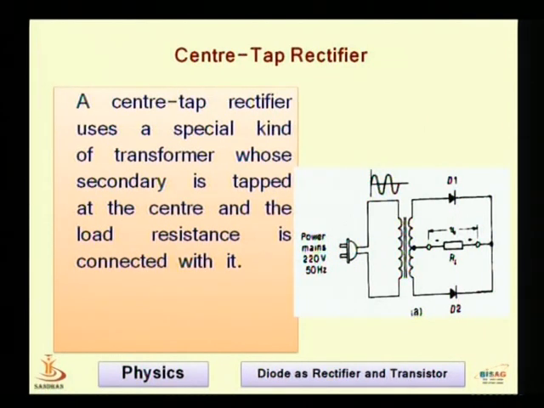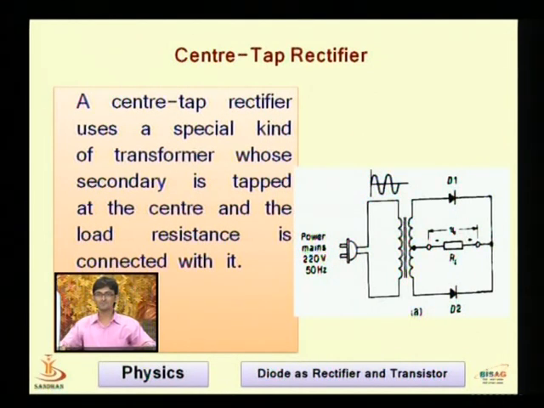Why is it known as a center tap rectifier? Here a standard transformer having a tapping at the center of the secondary is used. A center tap rectifier uses a special kind of transformer whose secondary is tapped at the center, and the load resistance is connected with it. So if you try to see, two diodes, D1 and D2, are connected at the secondary side, and the load RL is connected at the center tap of the transformer secondary side.